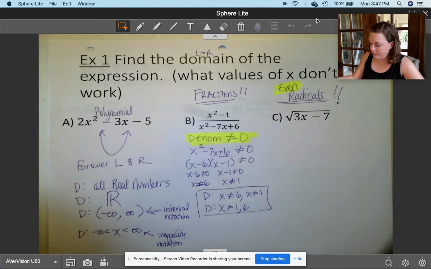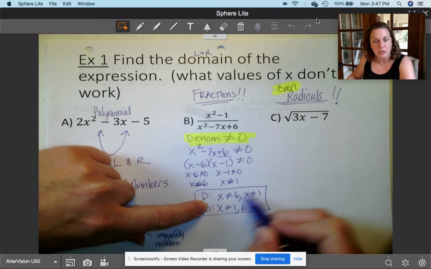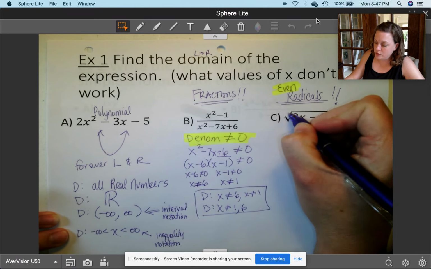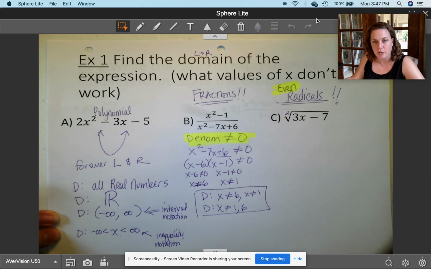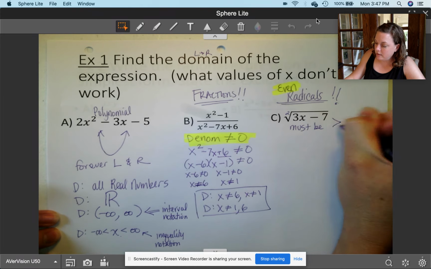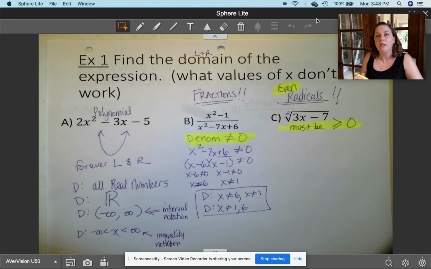So I'll show you the graphs of these so you can see how these domain values affect the graph. Square roots. So this is a square root because it's got the little invisible 2 there. A 4th root, a 6th root, an 8th root. Even radicals must be greater than or equal to 0. Always, always, always. They must be positive or 0 because I cannot take the square root of a negative number. I can't. It's imaginary. It doesn't really exist.